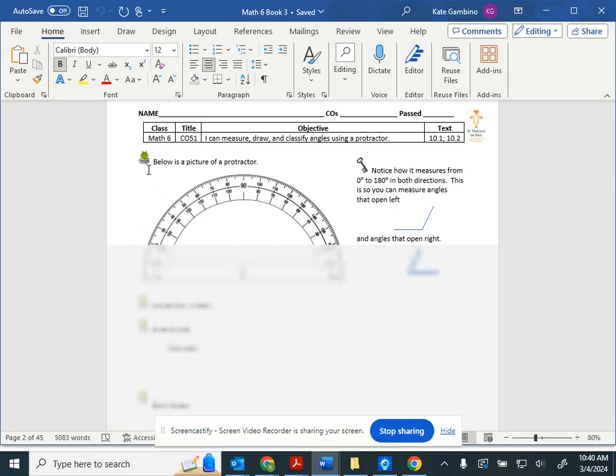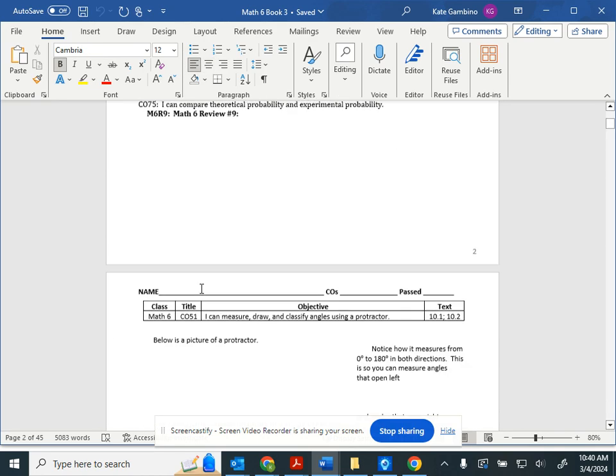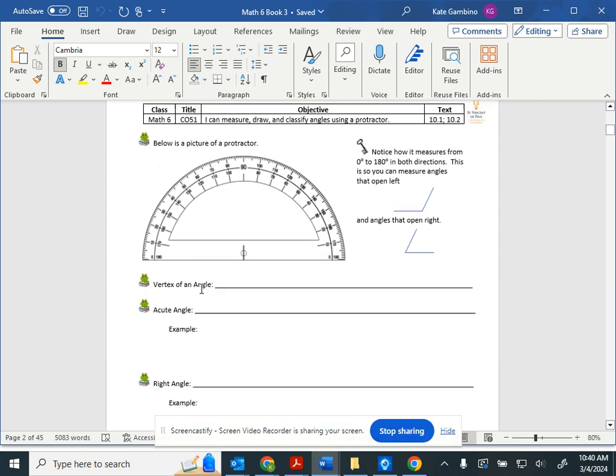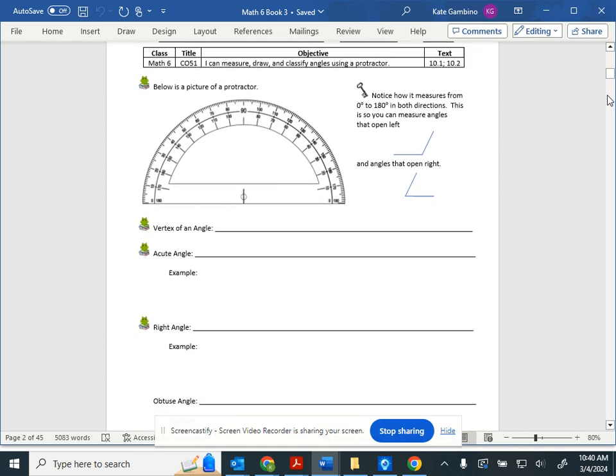We are starting today with CO51. CO51: I can measure, draw, and classify angles using a protractor. That is what I just passed out to us in class. So this is called a protractor.